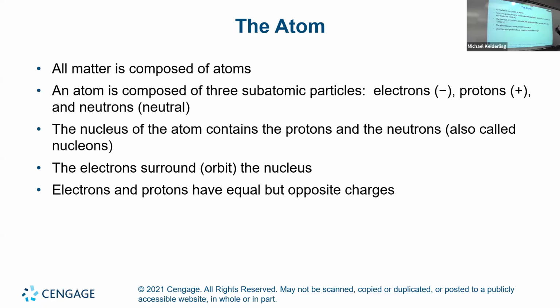Protons have a positive charge and are in the nucleus. Because the protons are positively charged and the electrons are negatively charged, the electrons are attracted to the protons and thus orbit around the nucleus. And so the nucleus of the atom contains the protons and neutrons, also called nucleons. The electrons surround or orbit the nucleus, and the electrons and protons have equal but opposite charges. But they're very different in size. A proton is about 2,000 times more massive than an electron.